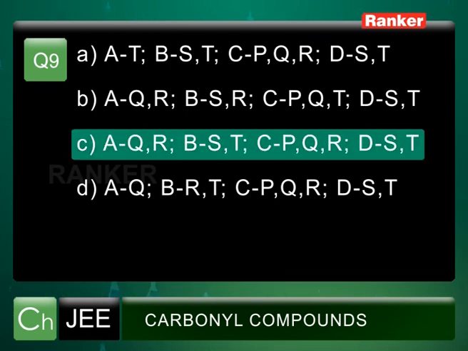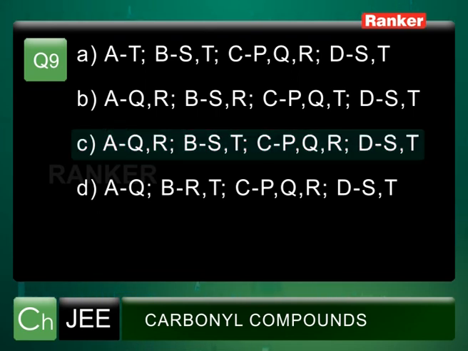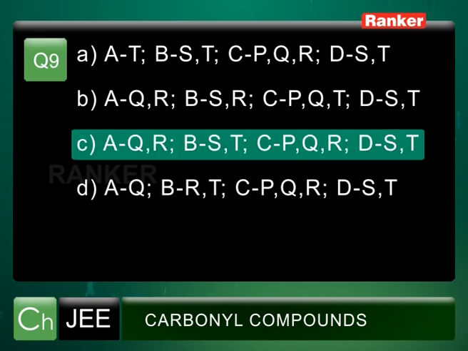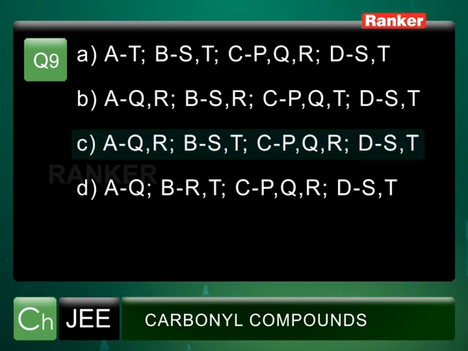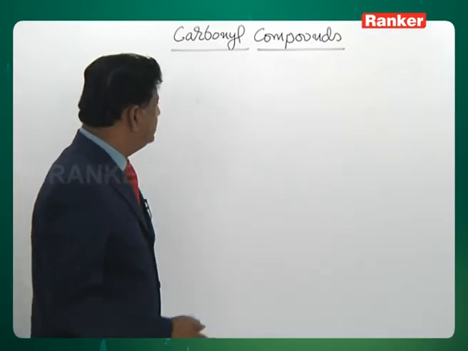So, option C is the right answer, that is QR and B for the ST and C for the PQR and D for the ST. That is the answer, C is the right answer. So, let us go for question number 10.